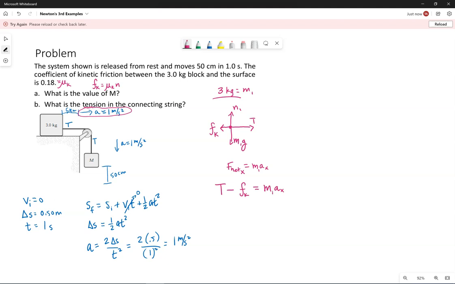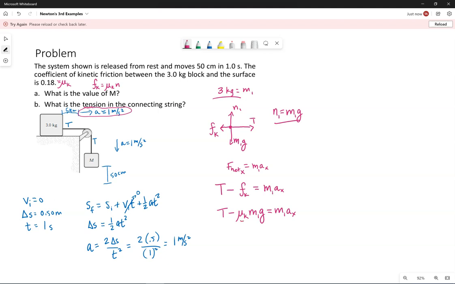In the y direction, the normal force upwards needs to balance out the force of gravity downwards, because while this block slides on the table, it will not have a vertical acceleration. It will not be accelerating up or down. So what I'm going to do at this point is in place of the force of friction, I'm going to substitute in the coefficient times the normal force.